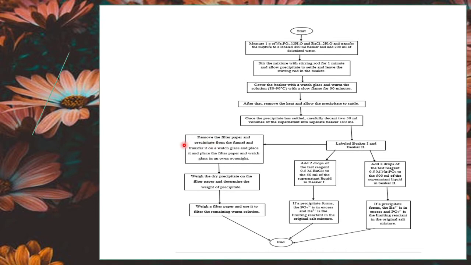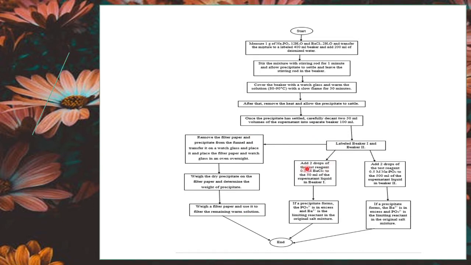Remove the filter paper and precipitate from the funnel and transfer it to the watch glass. And place the filter paper and the watch glass in an oven overnight. Weigh the dry precipitate on the filter paper and determine the weight of the precipitate. Wet the filter paper and use it to filter the remaining warm solution.